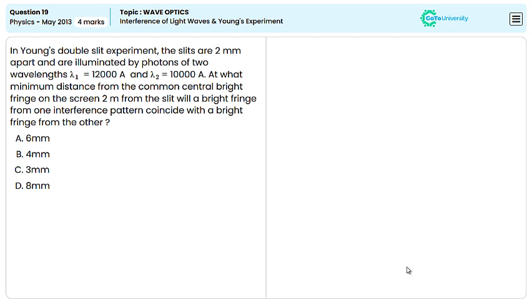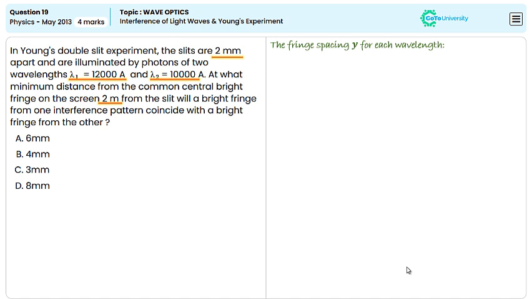To solve this, we need to determine the minimum distance at which a bright fringe of one wavelength coincides with the bright fringe of the other in Young's double slit experiment. We are given the slit separation d is equal to 2 mm, which is nothing but 2 into 10 to the power minus 3 meters, and wavelength lambda 1 is equal to 12,000 angstrom, which is nothing but 1.2 into 10 to the power minus 6 meter, and lambda 2 is equal to 10,000 angstrom, which is 1 into 10 to the power minus 6 meter, and distance from the slit to the screen D is equal to 2 meters.